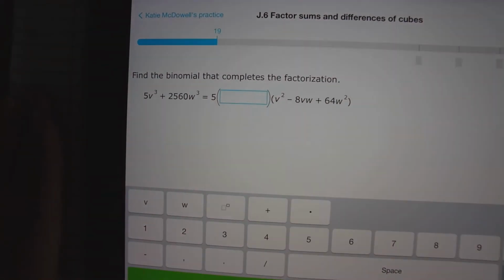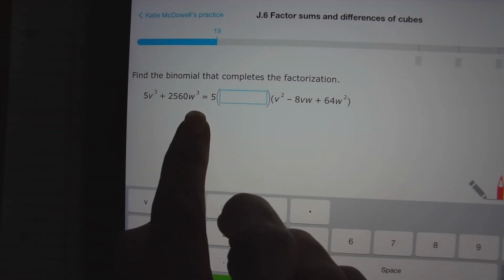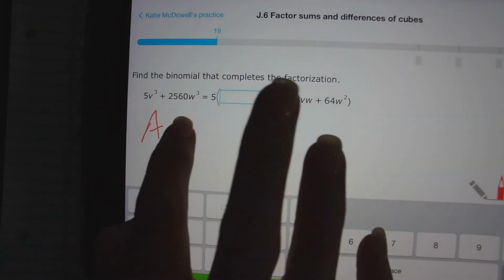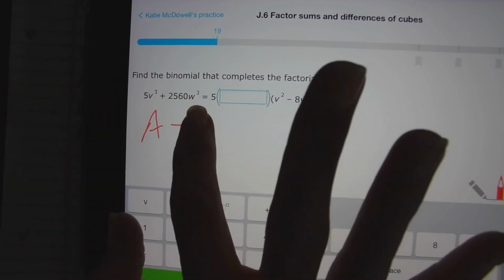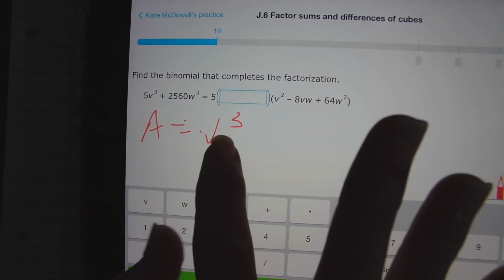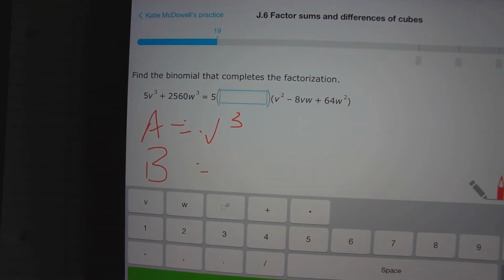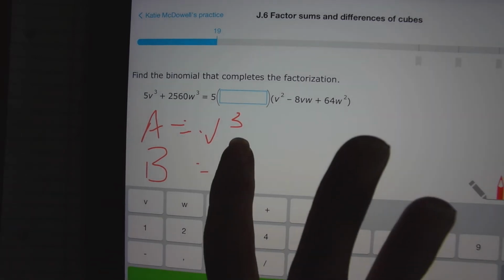Okay, you gotta find your A and your B. Like for this one, it's 5, so they factored out 5. Here's another one. Here they factored out a 5. So your A, you got to look at what's left: v to the third. You take out the 5. B, 2560 divided by 5 is 512.